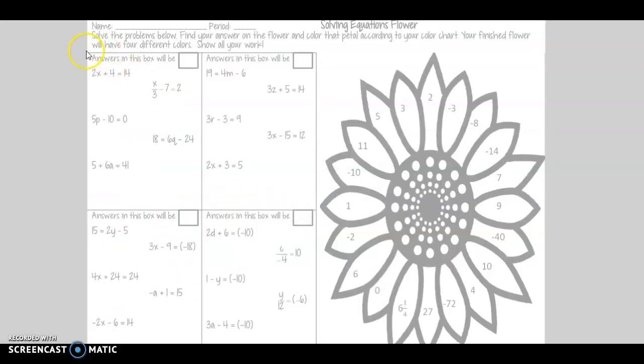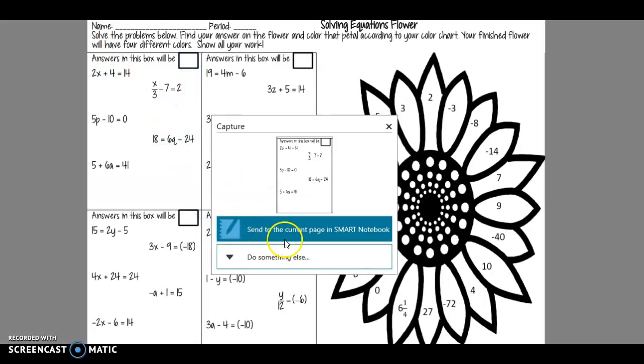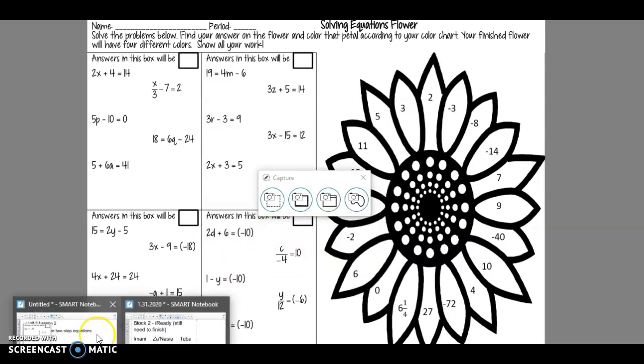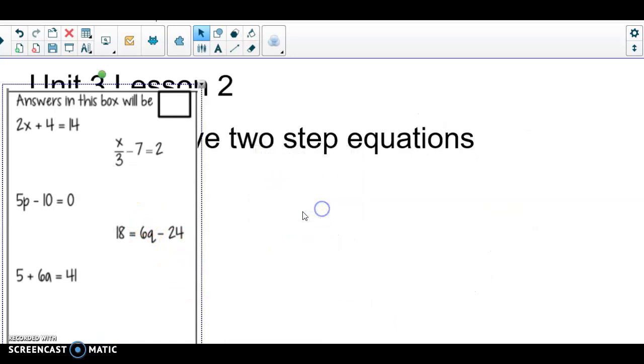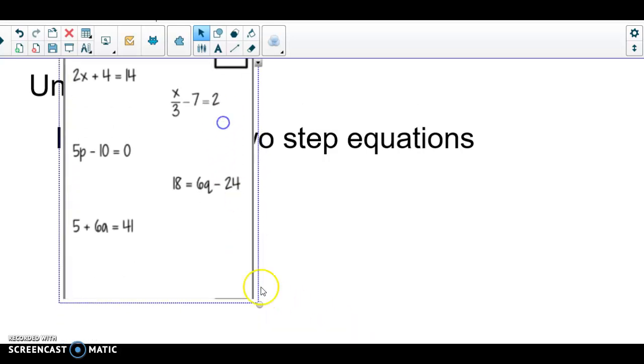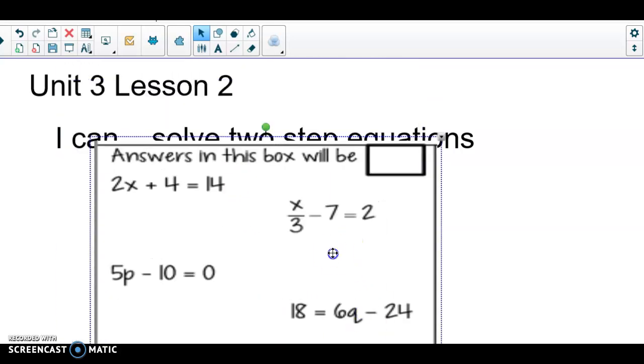So let's take this one box right in here. I'm noticing there's not so much room, so you might want to take out your notebook to work on this. All right, so here we go. Let's take a look at these problems, and we're just going to solve them step by step.